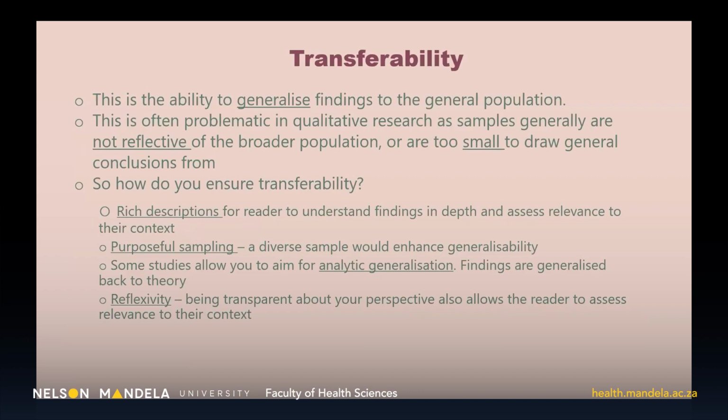Transferability is an issue in qualitative research because we don't have those huge samples that are very diverse that we can take a finding and say, yes, this is what it's like for everybody, right? We usually have small samples. They tend to be more homogeneous. And it means that we can't draw conclusions that are true for everyone.